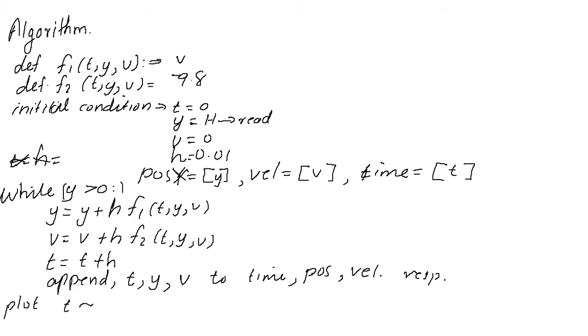After this loop you may plot the time versus position graph, as well as the time versus velocity graph. Okay, so this is the algorithm.